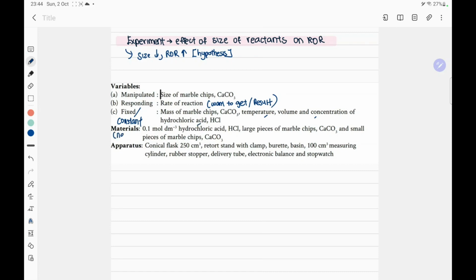So what do we need? We need 0.1 molar of hydrochloric acid, large pieces of marble chips, and small pieces of marble chips, because we want to change the size. Remember, our manipulated variable is the size of marble chips. And the apparatus we need are a conical flask, retort stand with clamp, burette, basin, measuring cylinder, rubber stopper, delivery tube, electronic balance, and stopwatch.